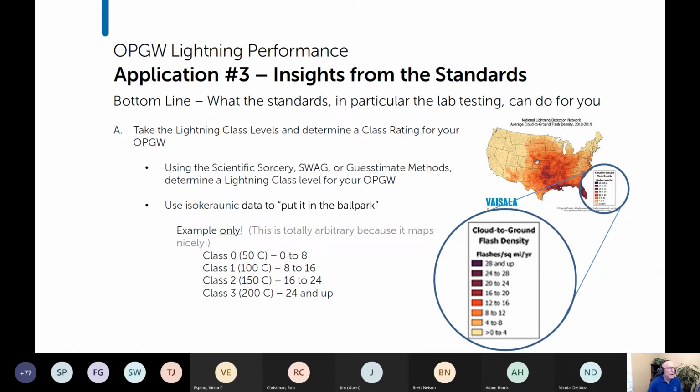I've got this isochronic level, but Mike, you already told me its intensity and duration is important, and it's really that charge transfer that's important. How do I get that data? Well, sorry, you've kind of got what I call here scientific sorcery or SWAG, scientific wild guess, or just plain guesstimate. So you kind of got to guess.